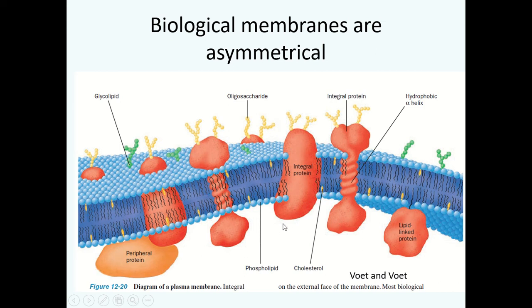Not only the localization of proteins is different, but also the lipids which are present in the membrane are different. The lipids which are present on the outer leaflet of the membrane and the inner leaflet of the membrane differ in terms of their composition and distribution. So therefore, biological membranes are asymmetrical because the distribution of proteins, lipids, and their conjugates are not the same in both of the leaflets of the membrane.